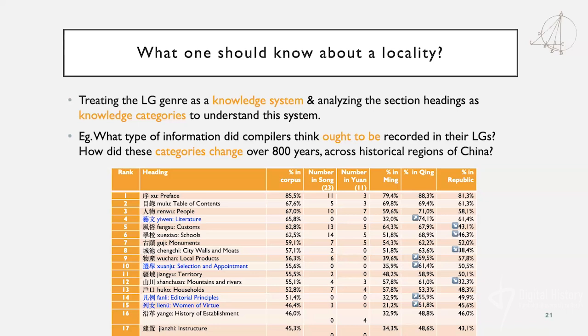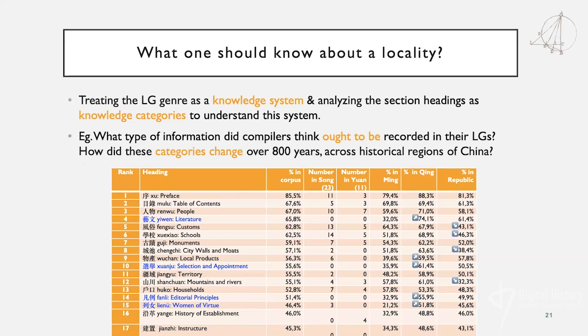So if we see the whole genre, like 800 years of documenting local data as a joint genre, then analyzing the section headings as knowledge categories can help us to understand how this system evolved throughout time and throughout space. So what kind of information did the compilers think ought to be recorded in their own local gazetteers? And how did these categories change over 800 years across different regions of historical China?